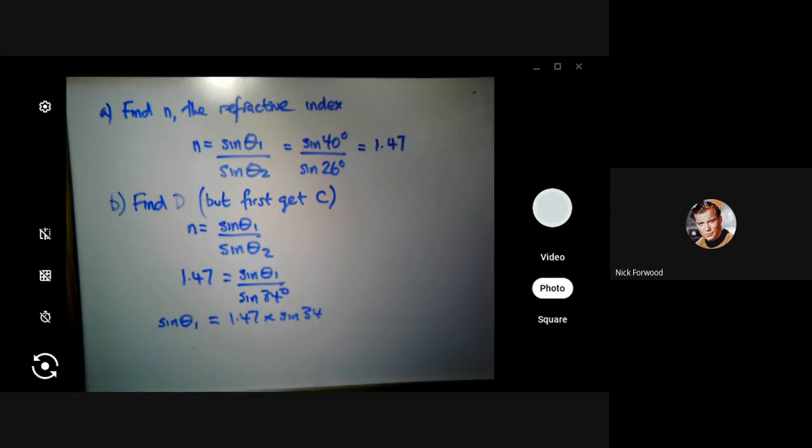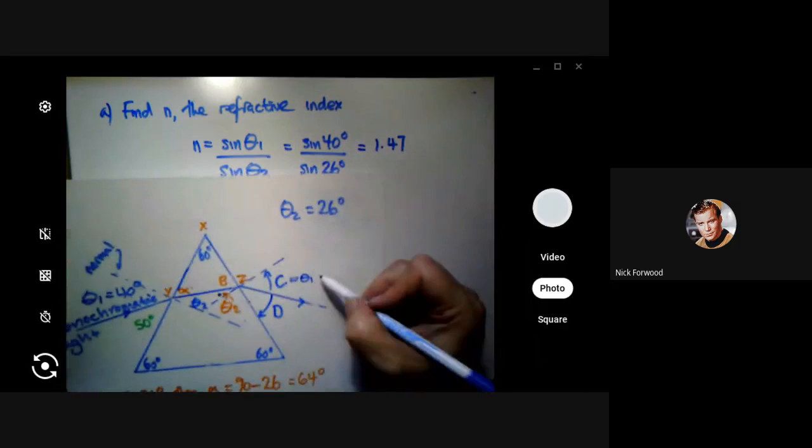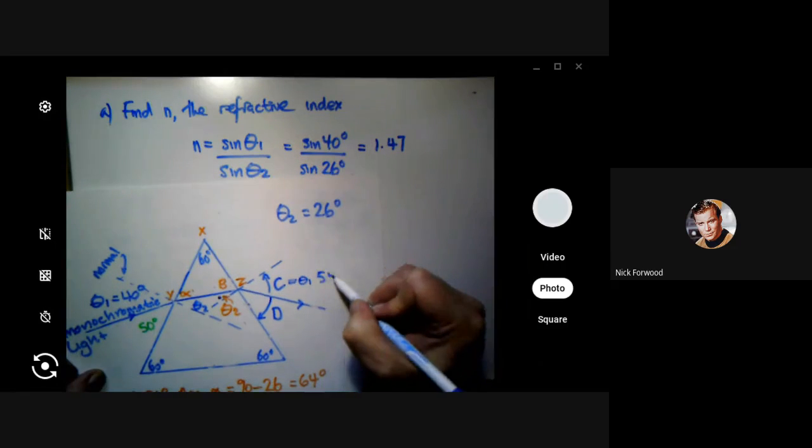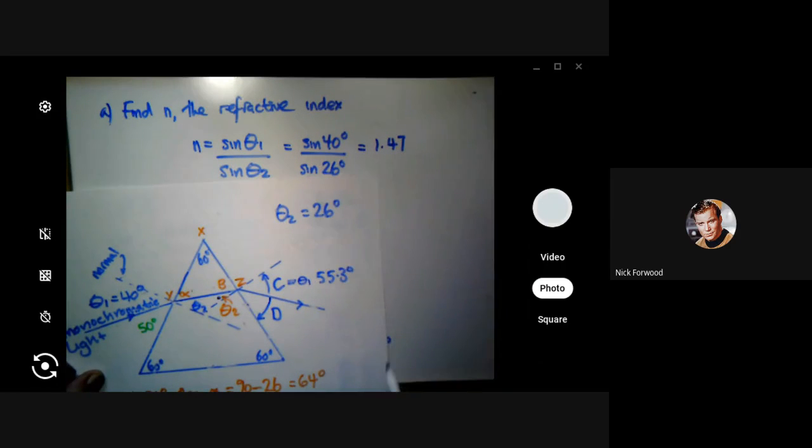And you put that in your calculator, and that is equal to 0.822. And then theta 1 is the inverse sine of 0.822, which is 55.3 degrees. Okay, so C is 55.3. I'm just going to put that on there, 55.3, because I've just calculated it.